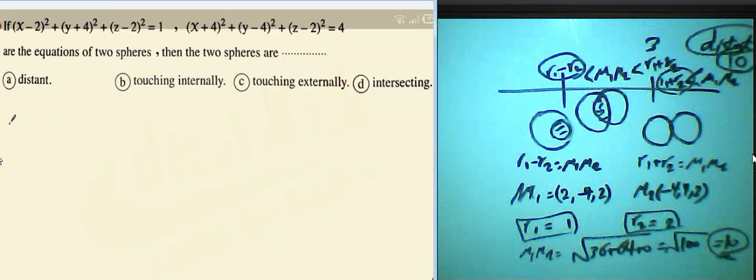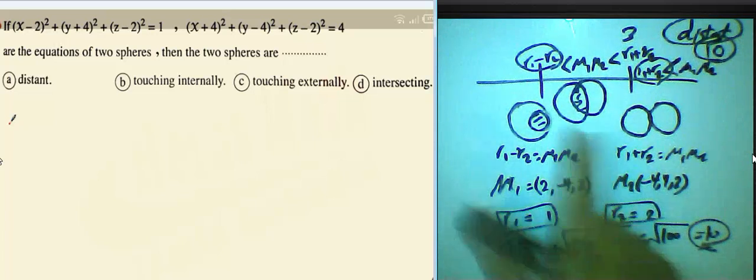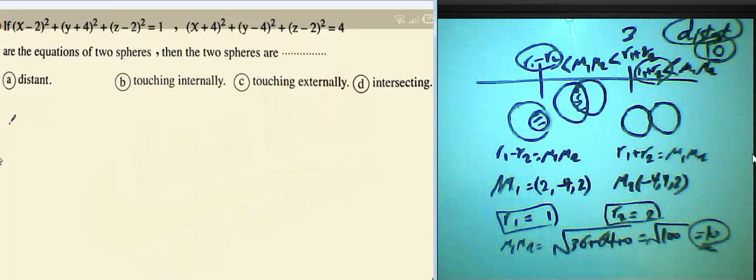If the distance between M1 and M2 lies between the difference and the sum of R1 and R2, then the circles intersect. And if R1 minus R2 equals M1M2, then we call it touching internally. But in this example we call it distant, because M1M2 is greater than R1 plus R2. Okay, understood? So we must choose distant. Choose letter A for this example.